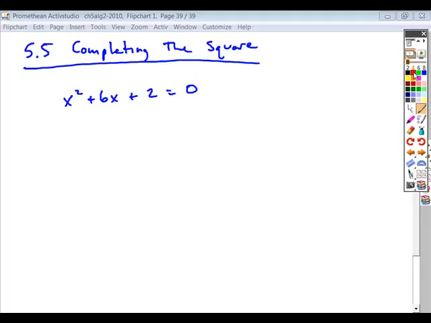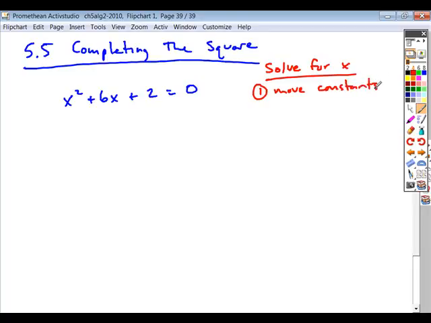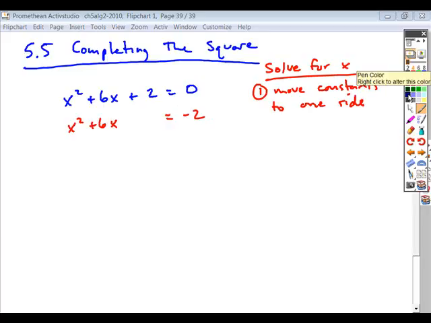Okay, so here's the process for solving for x by completing the square. Step one is move all the constants to one side. If we move all the constants to one side of our equation, our first step involves just moving that 2 over to the other side. Notice as I did that, I left some space here. You do want to leave some space to complete the square.